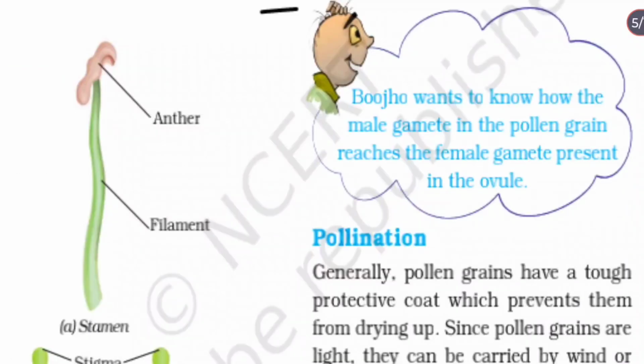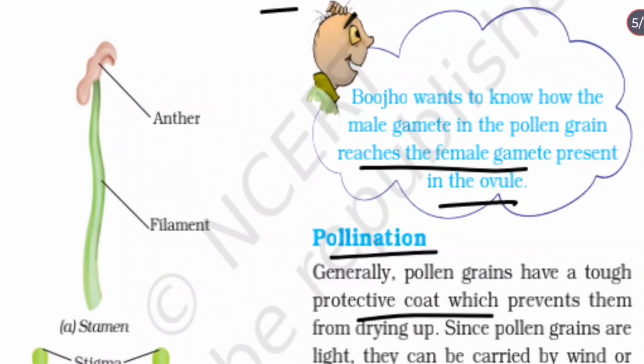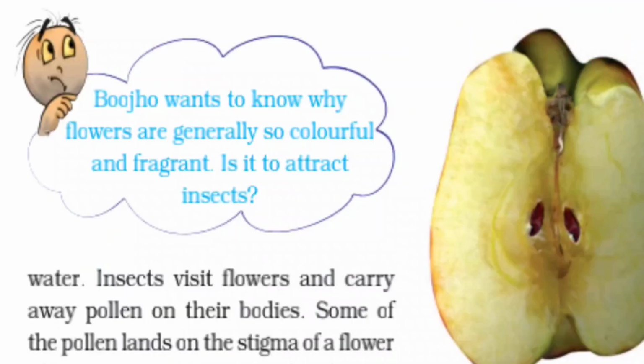Buju wants to know how the male gamete in the pollen grain reaches the female gamete present in the ovule. Pollination. Generally, pollen grains have a tough coat which prevents them from drying up. Since pollen grains are light, they can be carried by wind or water. Buju wants to know why flowers are generally so colorful and fragrant. It is to attract insects.